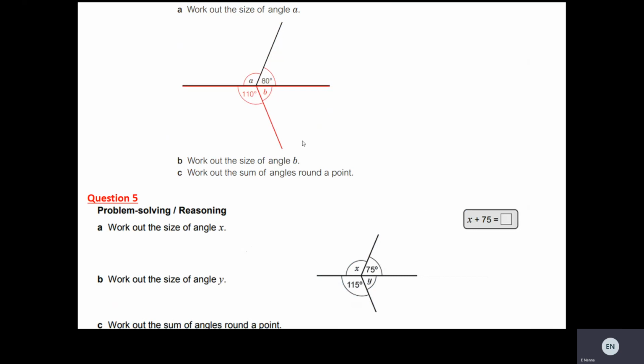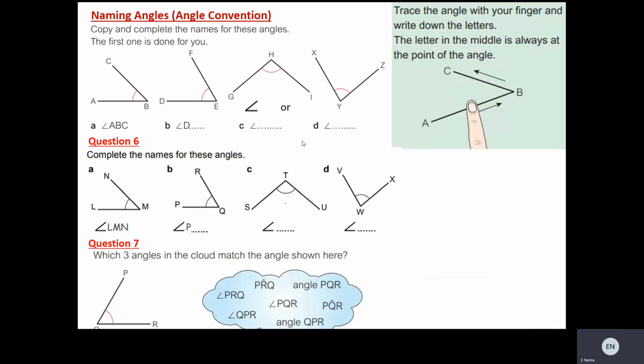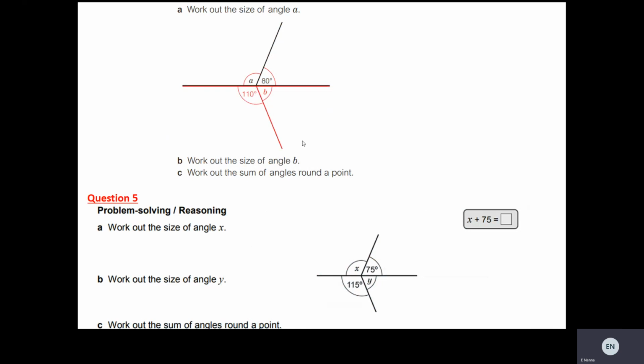So a quick recap of what we've done today. We've named angles. You should know the different types of angles and be able to identify them: acute, reflex, obtuse, and a right angle. And we've been able to work out the sum of angles on a straight line and the sum of angles around a point. So I'm leaving you with these 2 questions for you to do. Next time we will be doing something on angle convention and the sum of angles in a triangle.